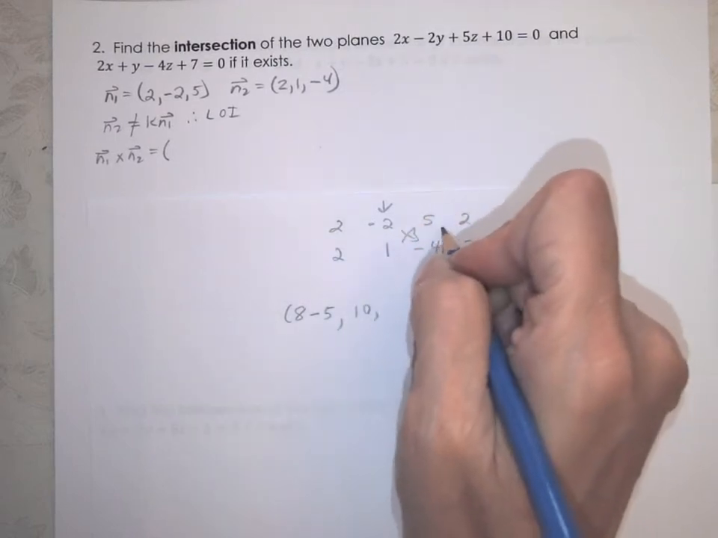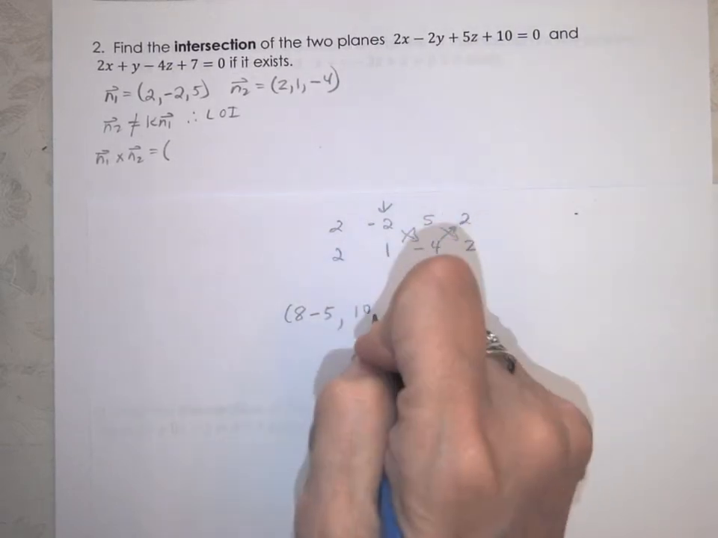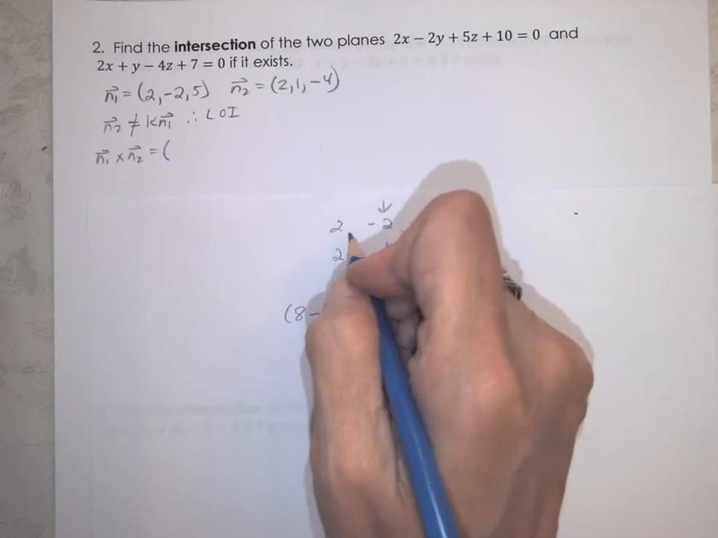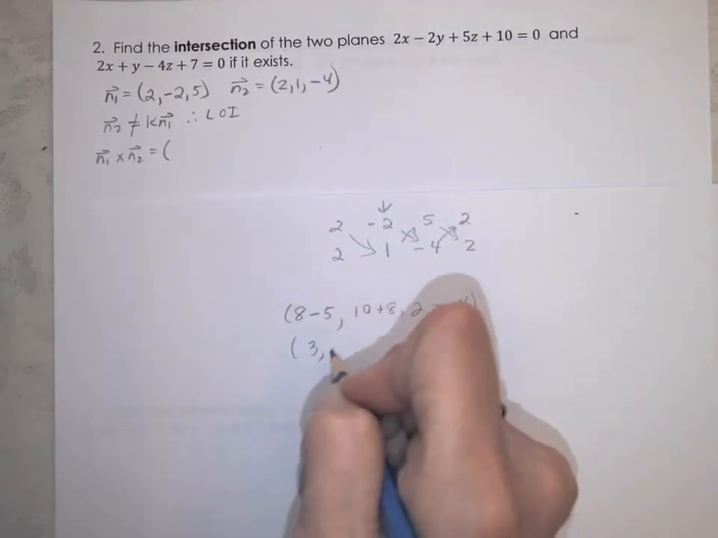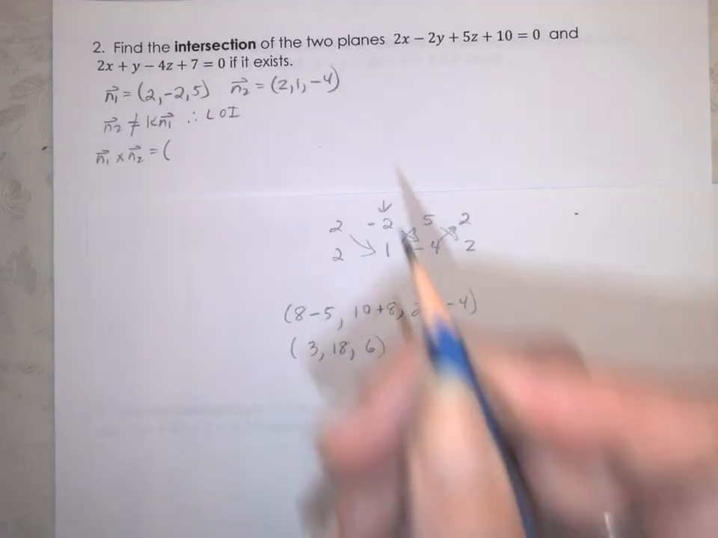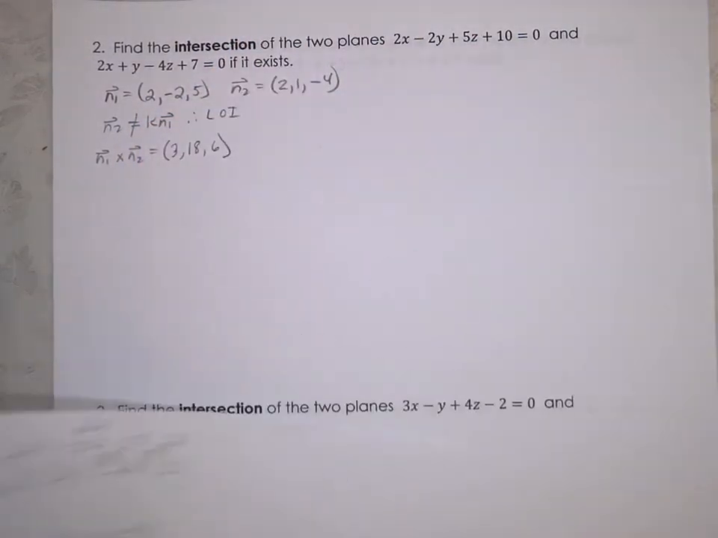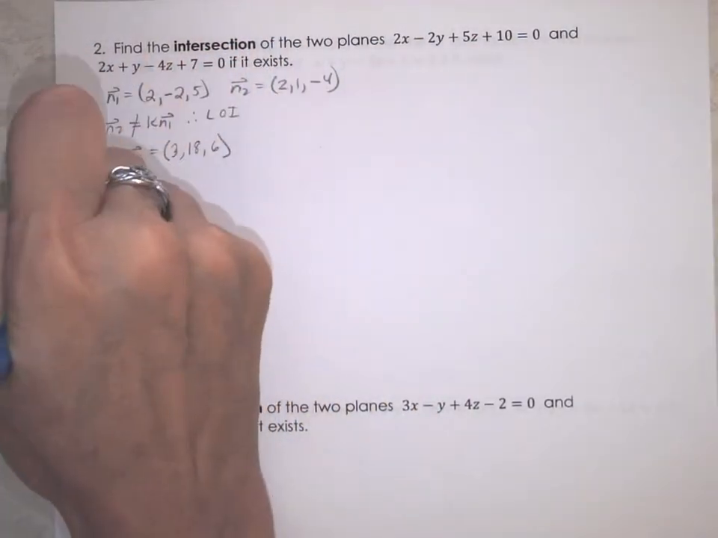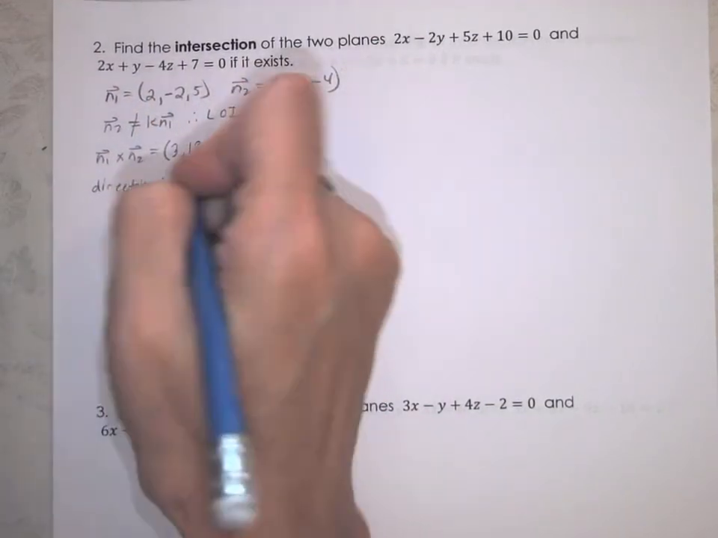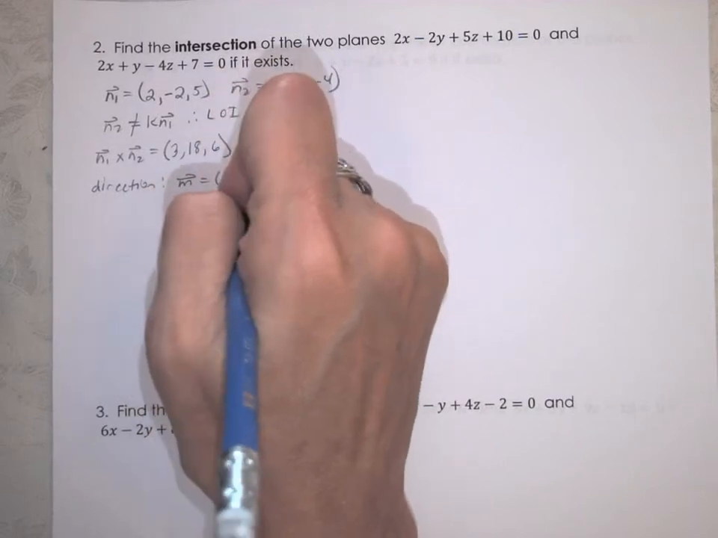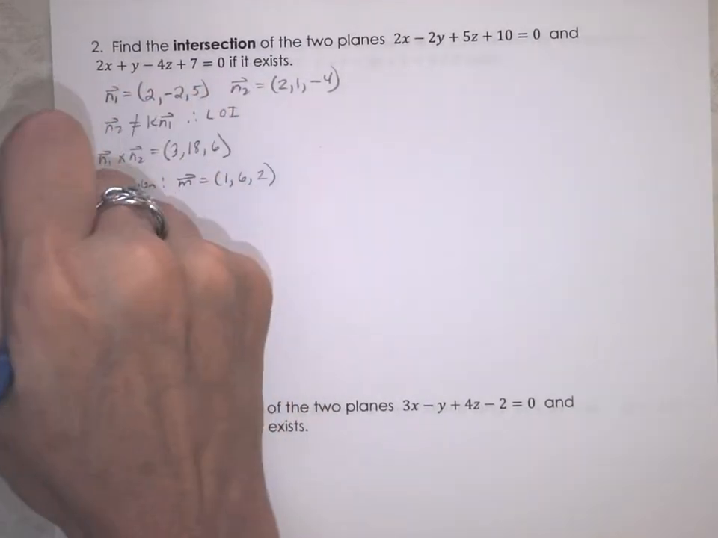10 minus -8, which is 10 plus 8, and 2 minus -4, which is going to give us 3, 18, 6, which can be reduced. So our direction vector is going to be the vector m equals, if we divide each component by 3, 1, 6, 2. So now we want to find a shared point.